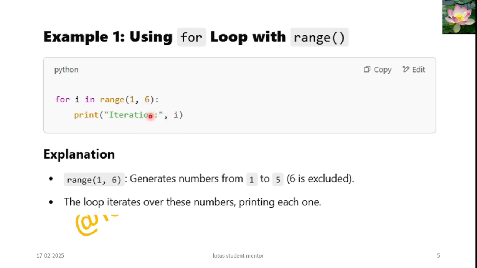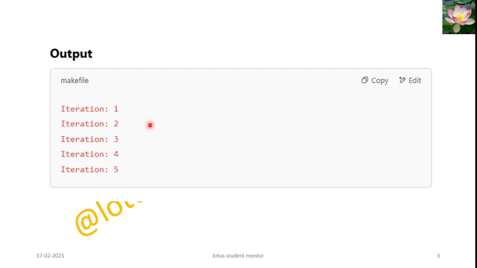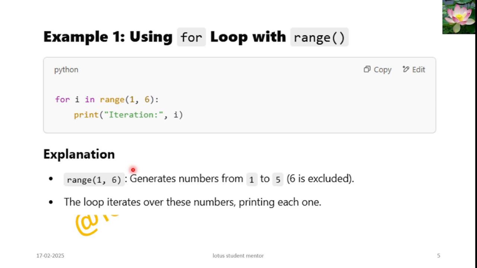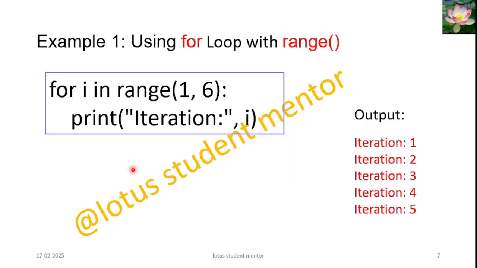So iteration 1, iteration 2, 3, 4, like that the loop iteration takes place. The output of this program we are going to demonstrate practically. After completing the theoretical explanation of examples 1, 2, 3, I am going to demonstrate all the programs practically. What is the output? It is iteration 1, iteration 2, iteration 3, 4 and 5. That is the output for this example. For i in range 1 to 6 prints iteration 1, 2, 3, 4, 5.